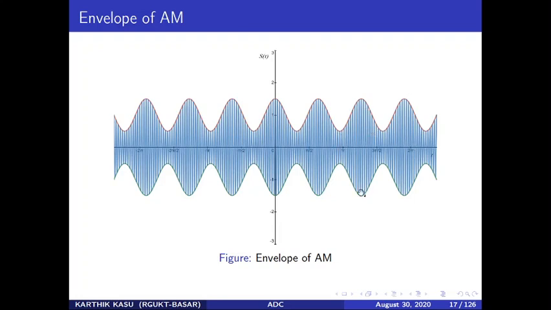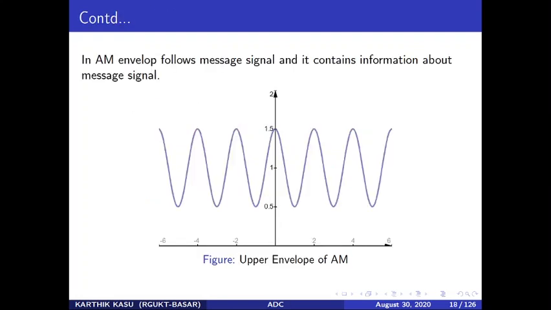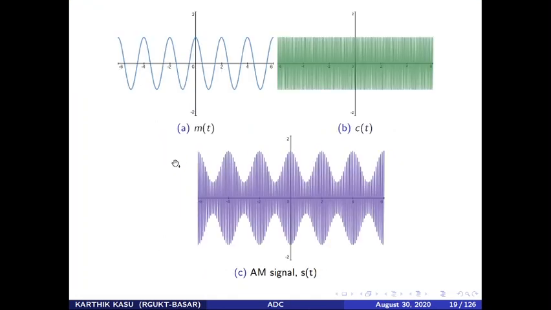In the same way, we have a lower envelope on the negative side. This is the upper envelope and this is the lower envelope. I will only take the upper envelope; one is enough for us. Now please remember, this is the envelope of the AM signal. It resembles our message signal. Here I have taken only the envelope.